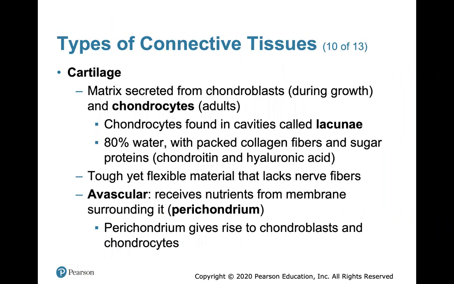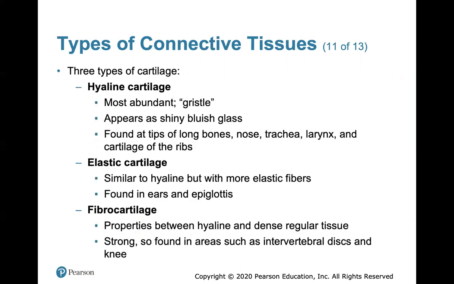Cartilage will have chondrocytes as adults and chondroblasts during growth. The chondrocytes are found in cavities or spaces called lacunae. Cartilage is avascular. There are different types of cartilage. Hyaline cartilage is shiny. Elastic cartilage is similar, but with more elastic fibers. And fibrocartilage has properties between hyaline and dense regular.